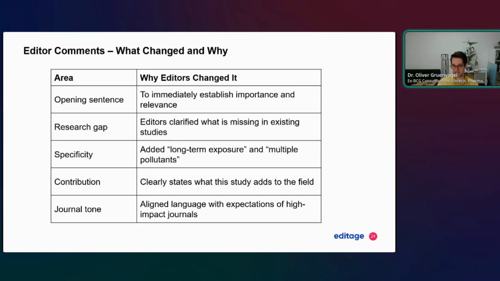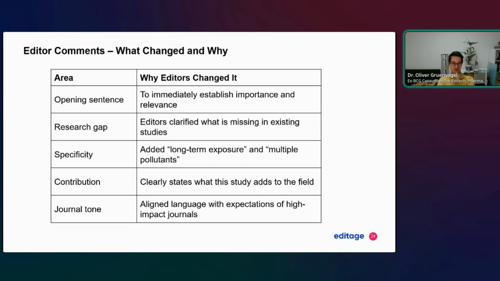To make this explicit, you can also go back and have a look at that again later on. The opening sentence was altered to immediately establish the importance and the relevance of the topic. The research gap was much more clarified, adding more clarification on what is missing in the existing studies that are out there already. For example, long-term exposure, multiple pollutants, and so on.